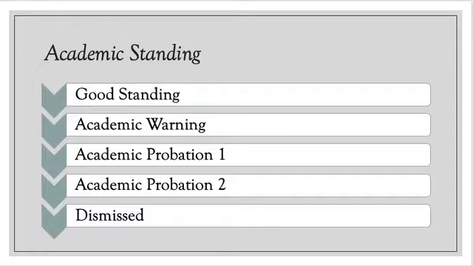Academic probation 2 is where a lot of students become stressed because this is your last semester at the university. If you're unable to raise your GPA above a 2.0, you face being dismissed from the institution. Being dismissed means being asked to leave the university and no longer be a student.